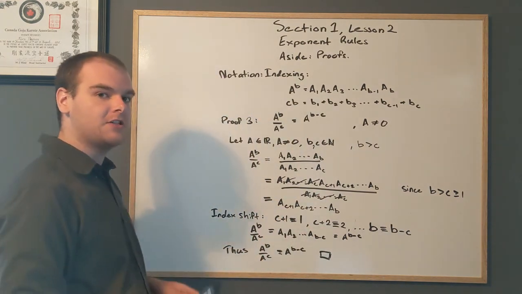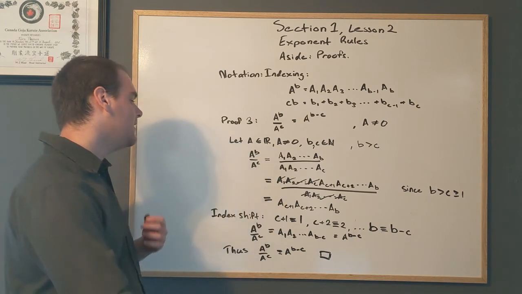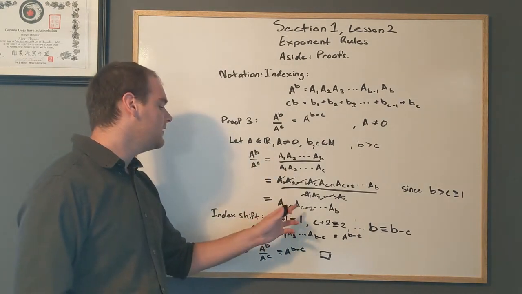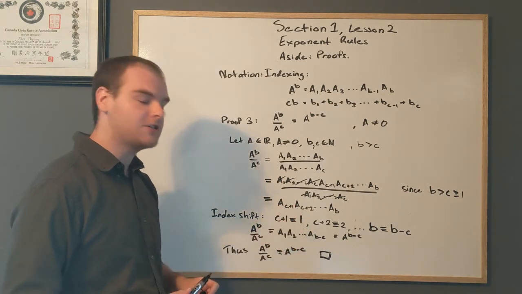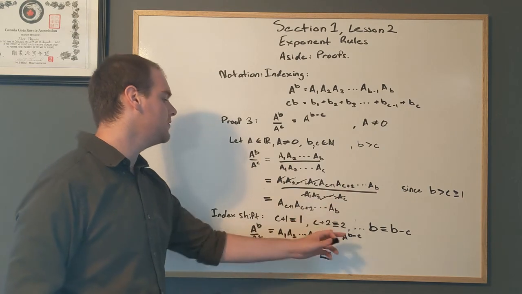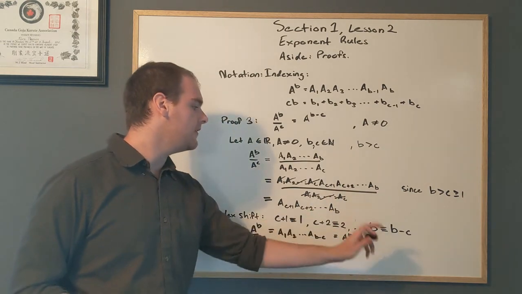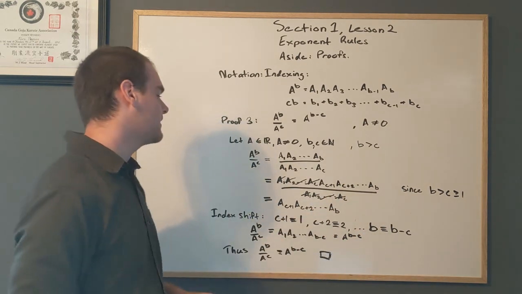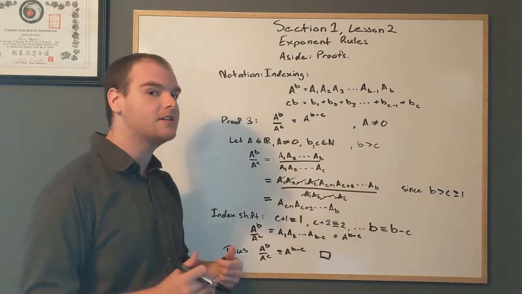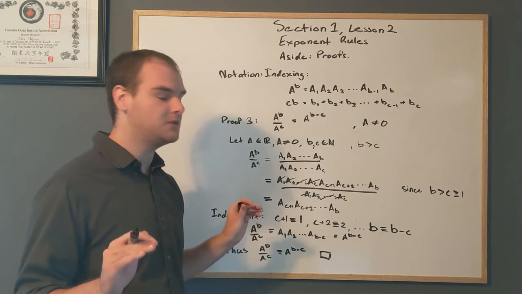Now we're going to use our index shift, where last time we added b, this time we are subtracting c. So c plus 1 is now going to be index shifted to 1, so we've removed c from that index. c plus 2 is now going to be 2. All the way to b, we're going to b minus c. I want to note here that this triple equal sign is just a definition sign. It's not an actual equal sign.